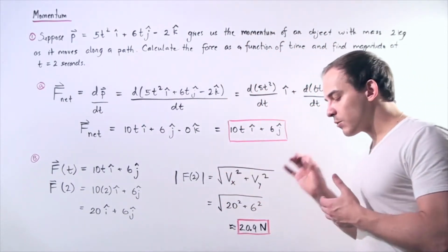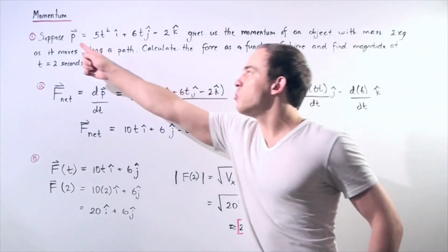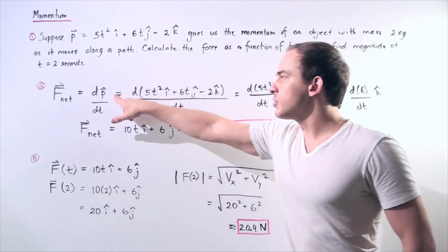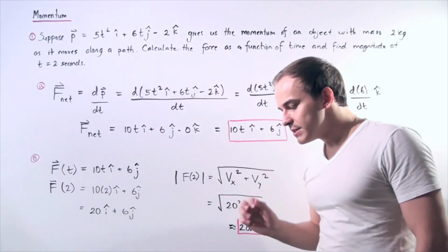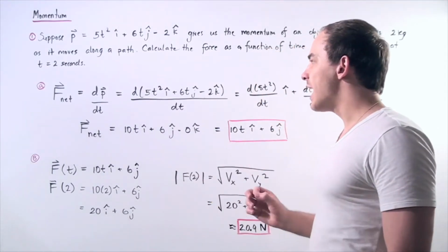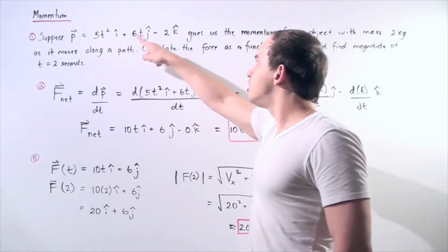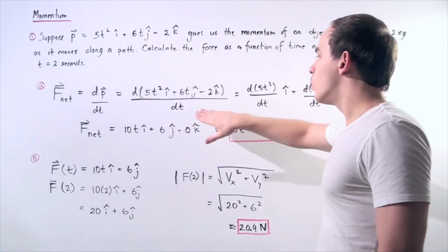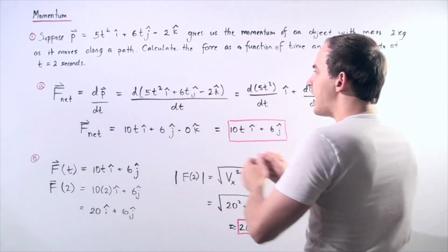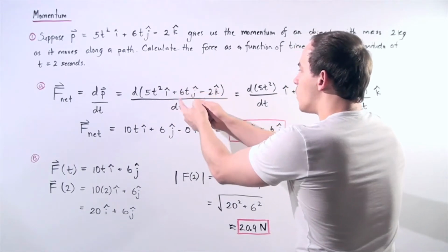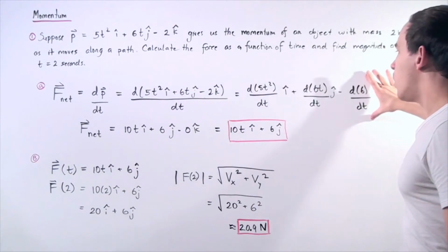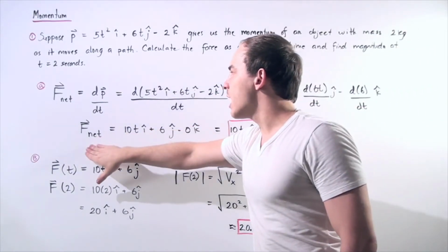So let's begin by recalling that if we take the derivative of the momentum function with respect to time, that will give us the net force of our object with respect to time. So we simply want to take this function and take the derivative of it with respect to time. Because we have three different components, the x component, the y component, and the z component, we have to take the derivative of each of these components. And we get the following result.